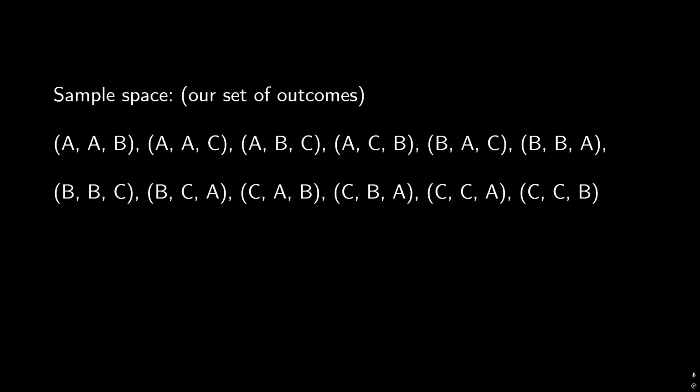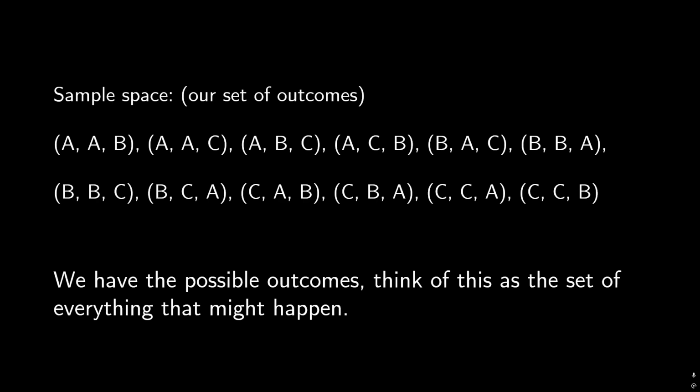In other words, the car was behind door A, we chose door A, the host chose to reveal door B. Or it could have been the case that the car was behind door A, we chose door A, and the host chose to reveal door C, so on and so forth. So if we list out all of the possible outcomes, you can think of this as our so-called sample space. Our sample space is a set of everything that might happen. Okay, so we have the set of possible outcomes, and again, think of this as the set of everything that might happen.